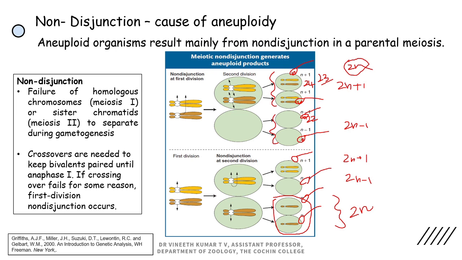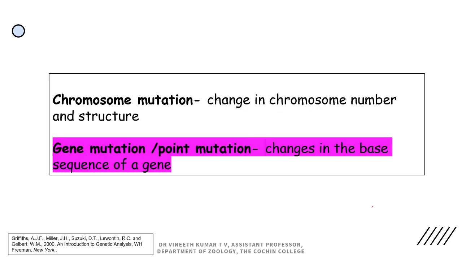So this is the cause of aneuploidy, and that is what is called non-disjunction, etc. In the next session, we'll be discussing the second type of mutation, which is gene mutation or point mutation.